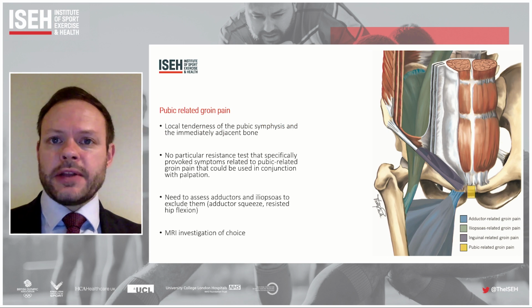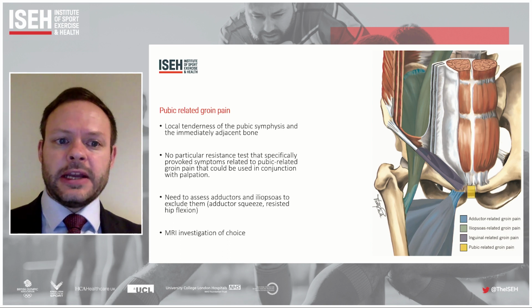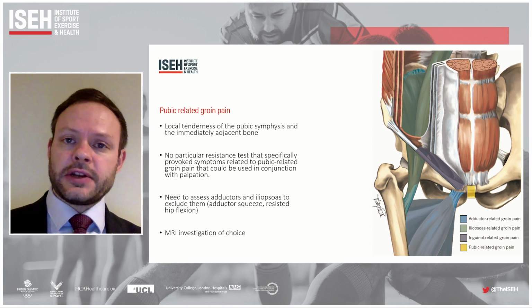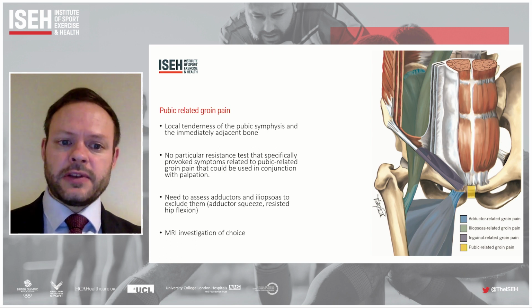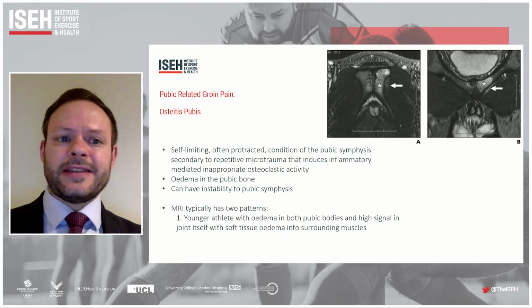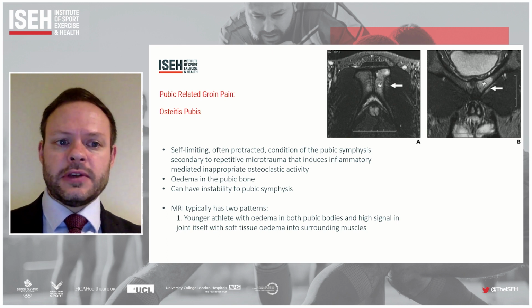Also going on to pubic-related groin pain, you have to look for local tenderness at the actual pubic symphysis and immediately adjacent to the bone. There's no particular resistance exercise you can do, but you need to exclude an adductor injury or iliopsoas injury with those examinations mentioned. MRI is the investigation of choice, and we can see here 2 patterns that you can diagnose osteitis pubis. The first pattern being in the younger athlete with bone edema and surrounding edema to the muscles, which usually is self-limiting and just needs non-operative measures.